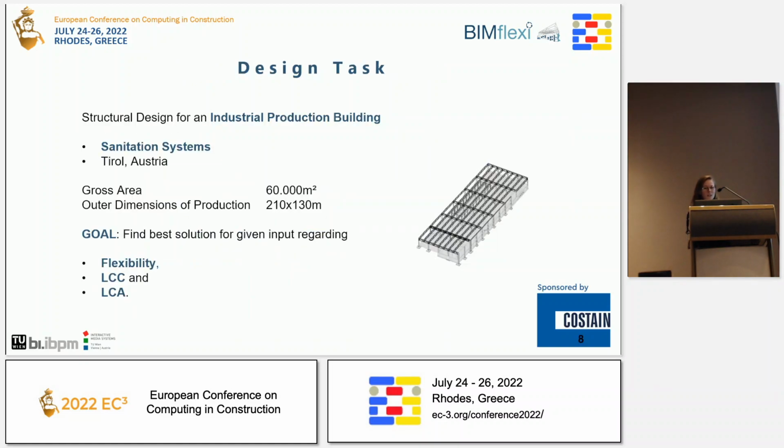So as the design task, the participants had to design a structural building around an already generated production layout with outer dimensions of 210 and 130 meters. The industrial production building is located in Tyrol, in Austria, and holds sanitation systems with a gross area of roughly 60,000 square meters. So the goal for the attendees was to find their subjectively best solution for the given input, considering the structure's flexibility, its life cycle costs, and the life cycle analysis.